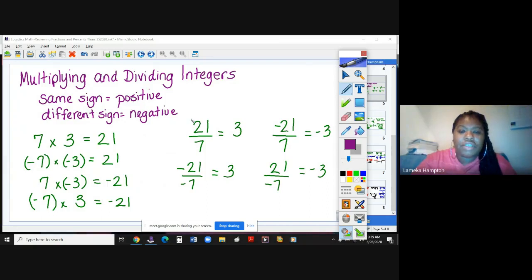Okay. Same thing with division. A positive 21 divided by a positive 7 gives me a positive 3. No biggie. A negative 21 divided by a negative 7 also gives me a positive 3. So same sign. I have 2 positive numbers, positive answer. Same sign. 2 negative numbers still give me a positive.